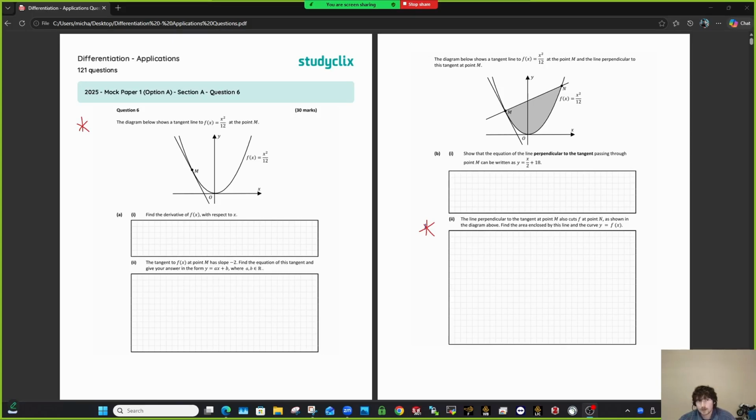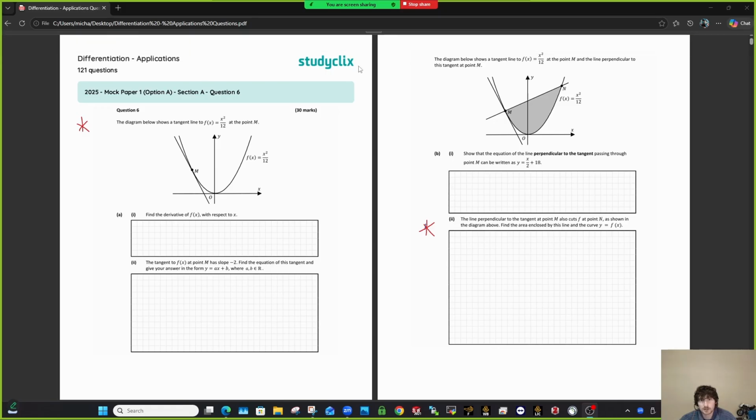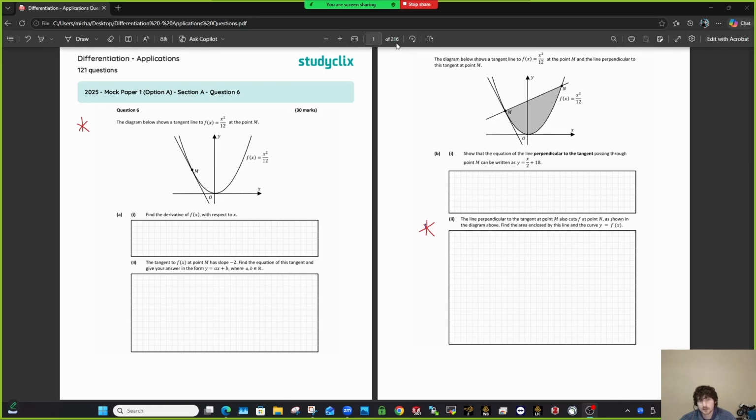Great. So we're back now for the other type of differentiation questions that come up in past papers that you should know, and these are related to the applications. These are application-based questions, and a lot of these come up on paper one, and some of them make their way even onto paper two. So you can see here there's 121 questions, and there's 216 pages in this PDF.